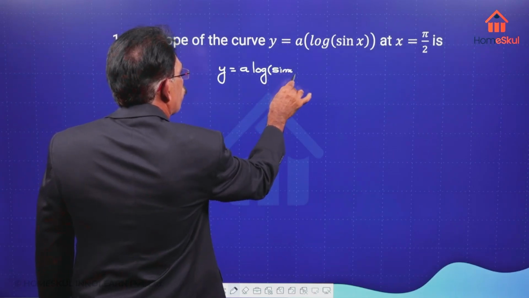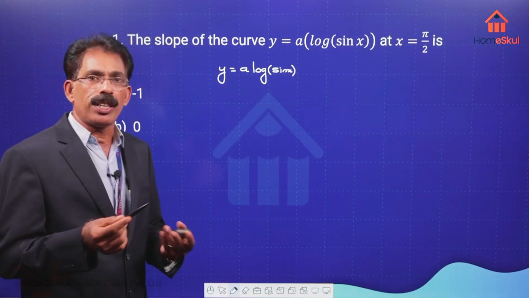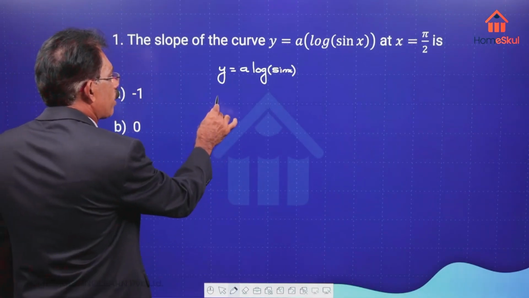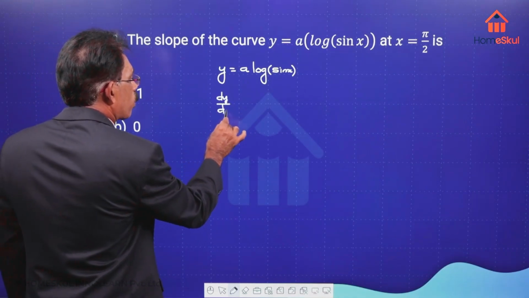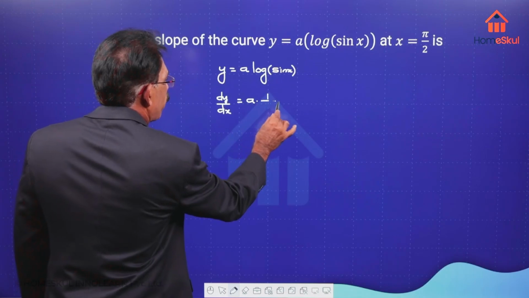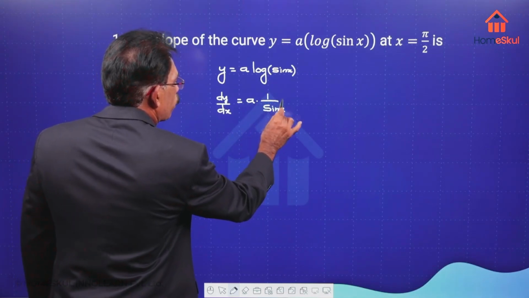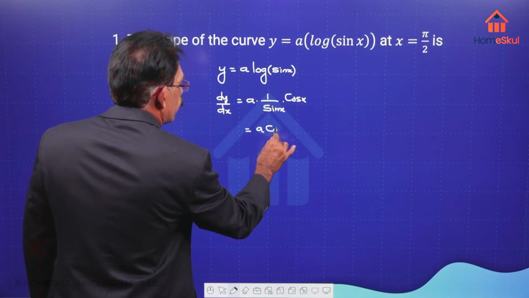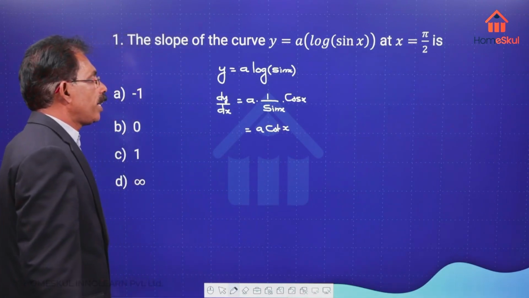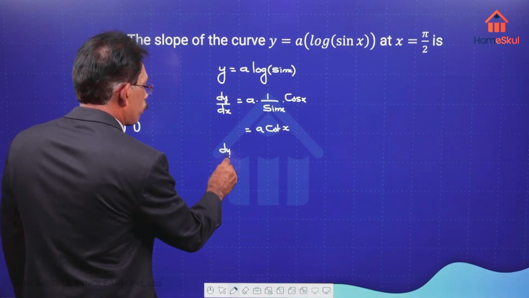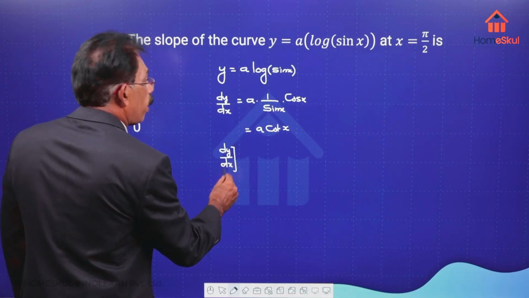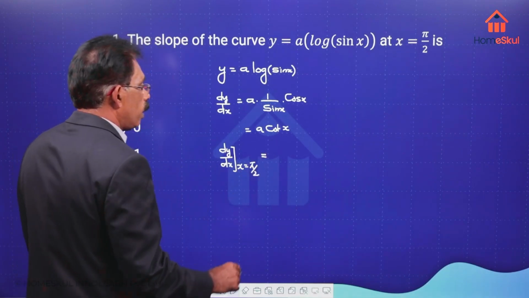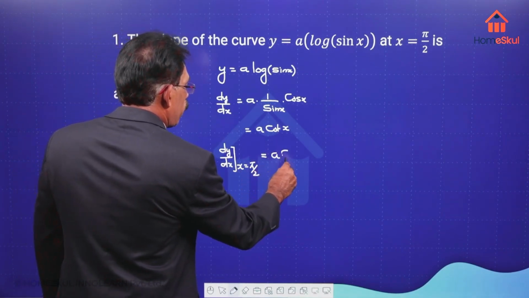What to do? dy by dx at that point is the slope of the tangent. That slope of the tangent is the same as the slope of the curve. What is dy by dx? dy by dx is equal to a into 1 by sin x into the derivative of sin x, which is cos x, so this is equal to a cot x. At the point x is equal to pi by 2, that is equal to a into cot pi by 2.